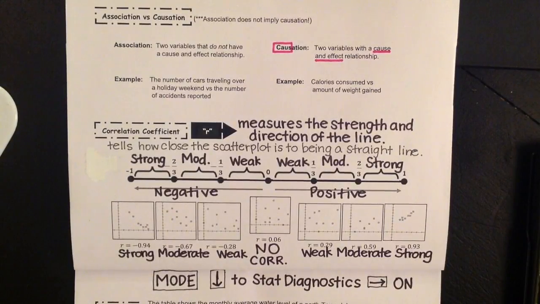Causation, they have to have a cause and effect relationship. One is definitely impacting and influencing the other, and there are no real outside factors to mess with that relationship. So calories consumed versus the amount of weight gain. Yes, the amount of calories you consume is directly going to affect the amount of weight that you gain.